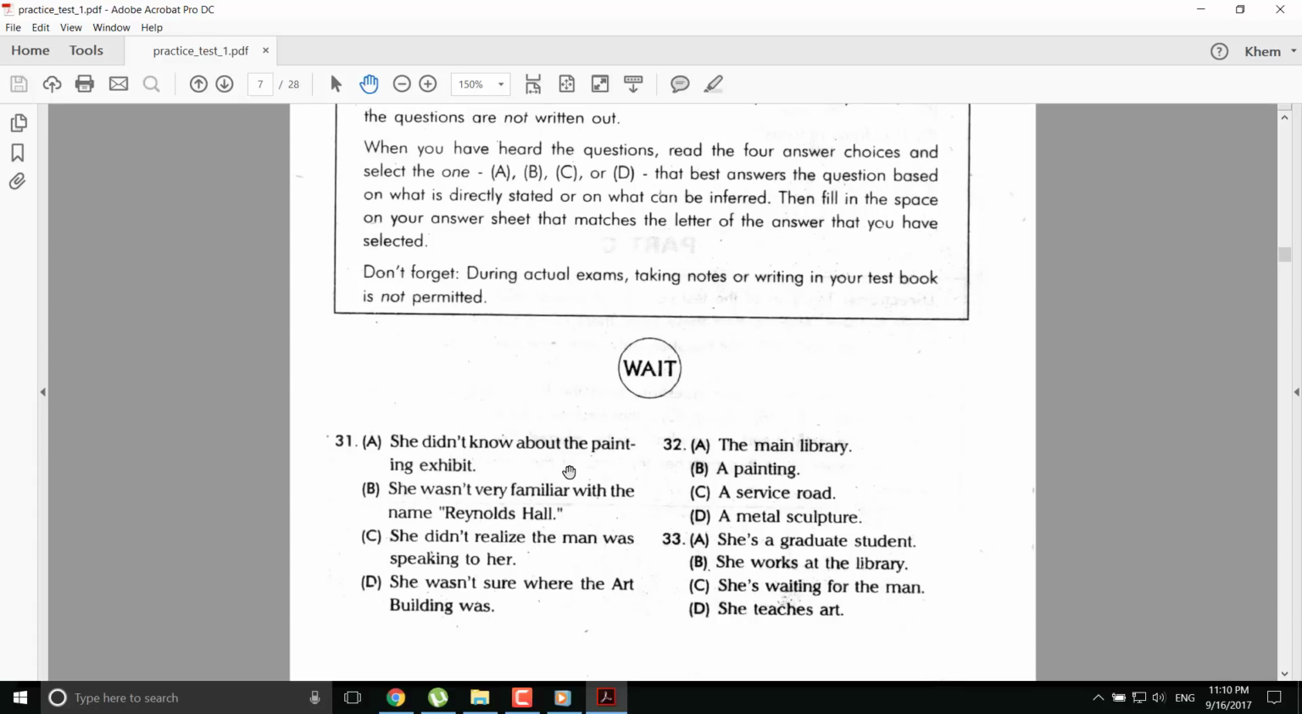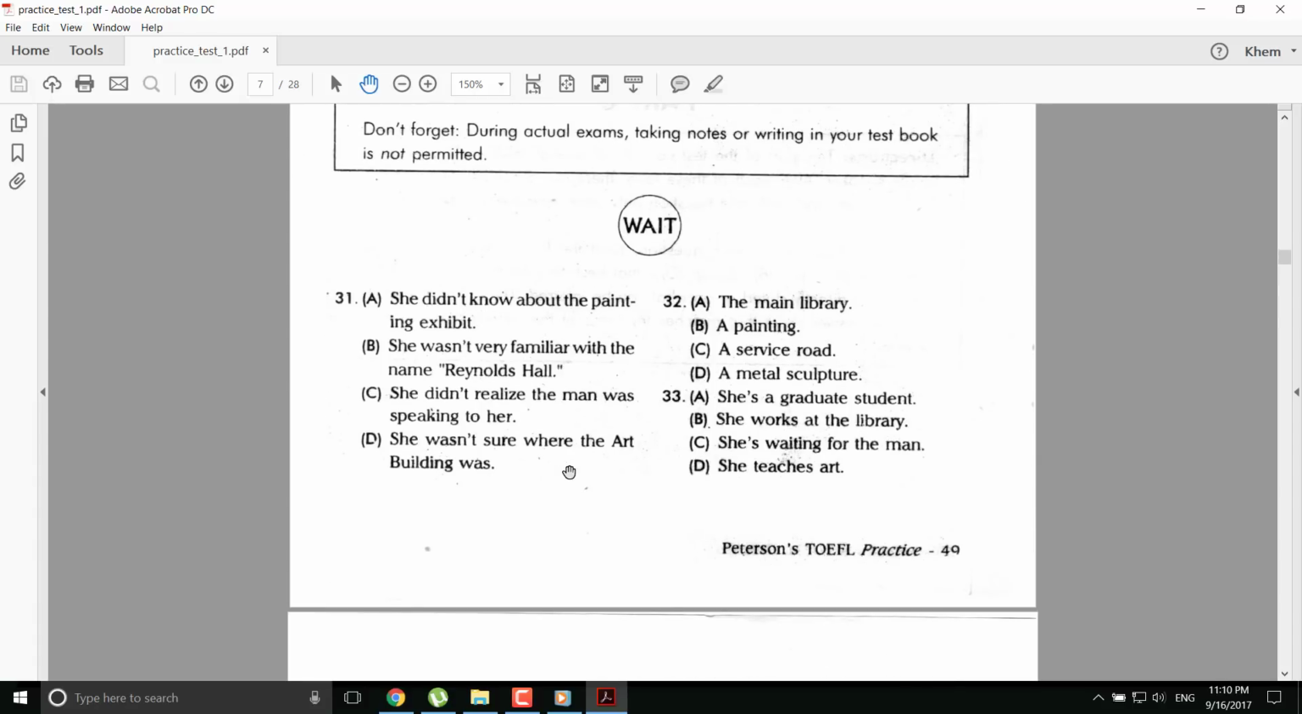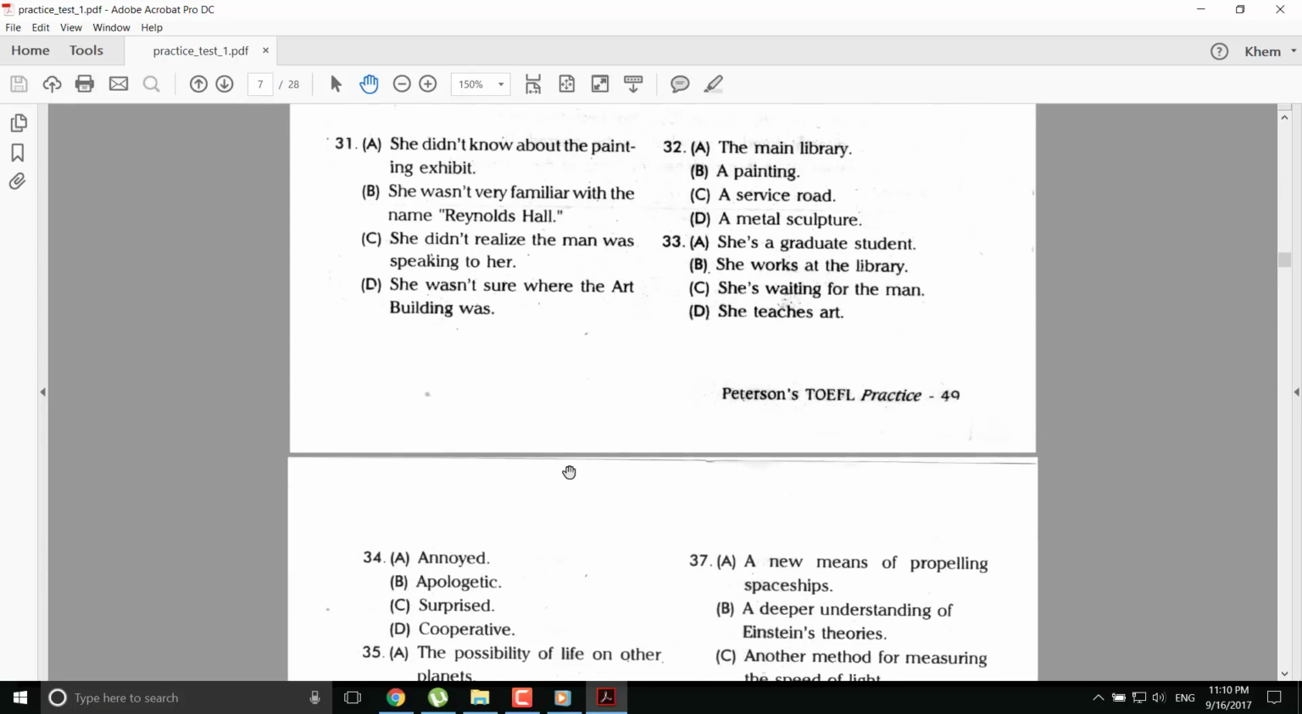Now let's begin Part B with the first conversation. Questions 31 to 34. Listen to a conversation on a college campus.